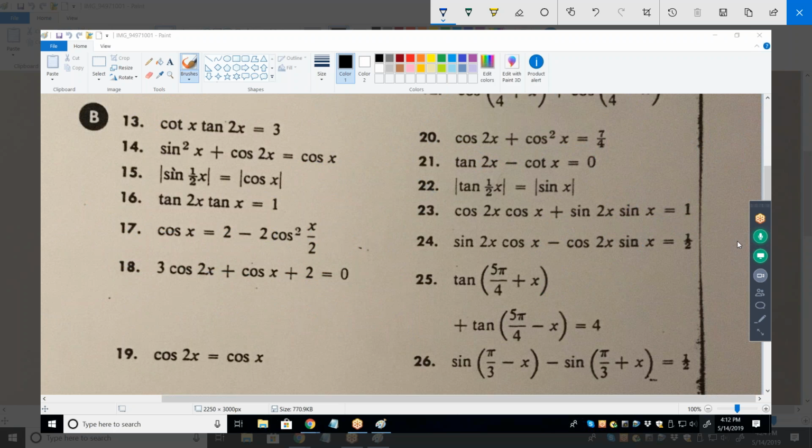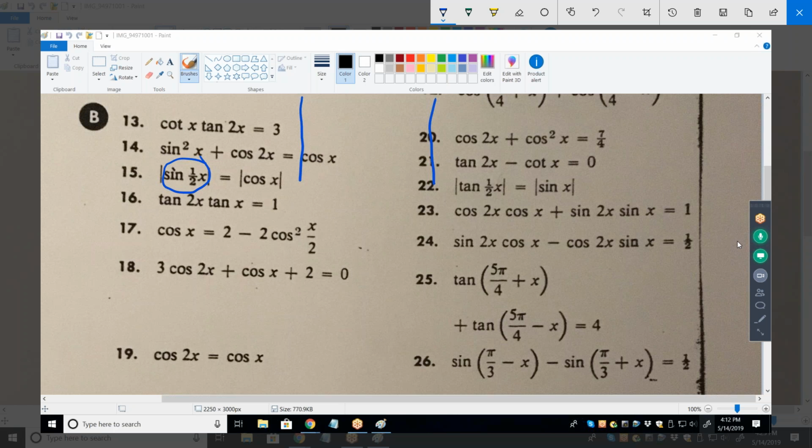All right, what else we got? 15, okay, this is the absolute value of the sine of 1/2 x equals the absolute value of the cosine of x. Well, obviously we're going to have to use which identity? The half angle formula. Okay, what is it for sine?